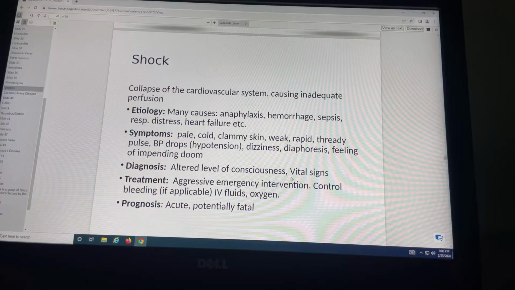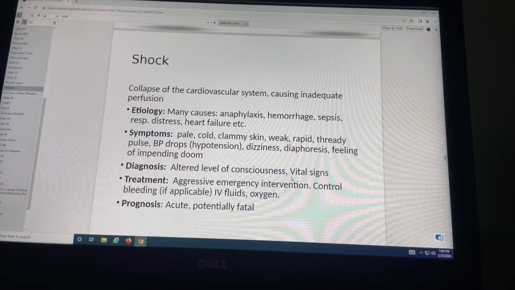People that have extreme anaphylactic shock. You ever heard of anaphylactic shock? It's when people have an extreme allergic reaction. That's why they give people EpiPens, right, to prevent this from happening. Lots of different things can cause shock, right? So it's not just one thing. That's why the etiology has multiple different things. So some kind of traumatic event or other situations happening here.